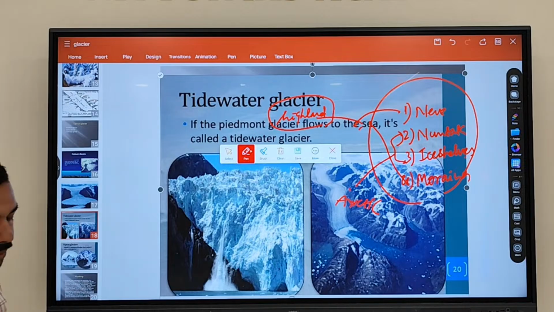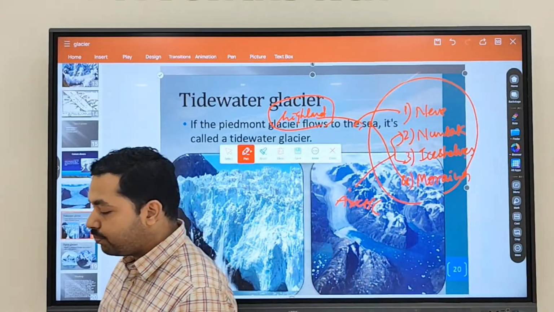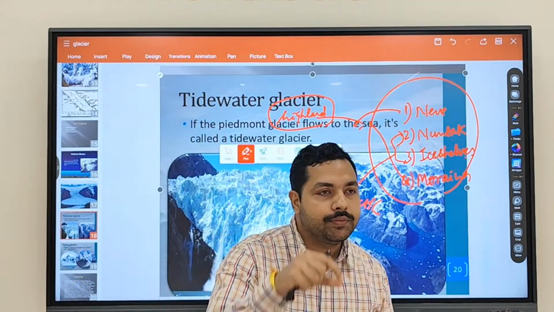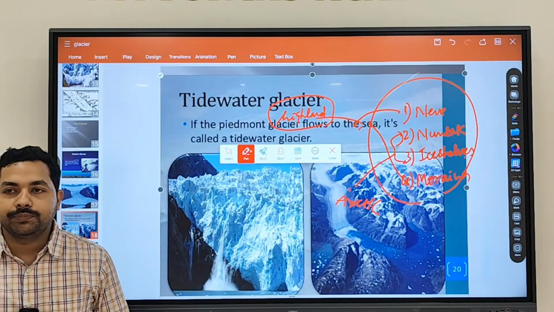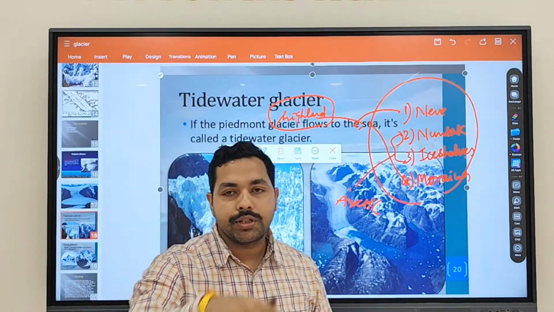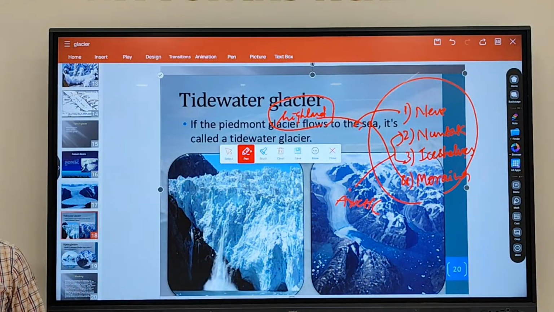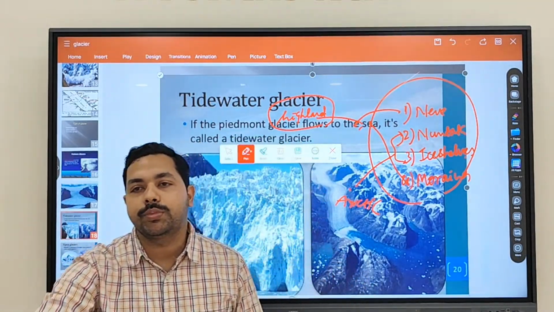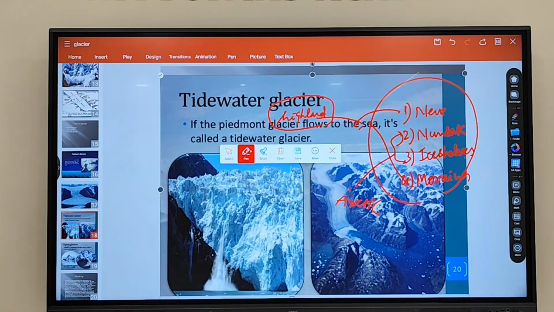So remember, the 3 types of glacier we also talked about: Piedmont glacier, alpine glacier, and tidewater glacier. What is alpine? First is alpine. When a glacier starts to move down to the valley region, it is called alpine. Then when this glacier which is moving down spreads in a bulb-like structure, it is called a Piedmont glacier. And the third is when this glacier moves into the oceanic or sea region, then it is called a tidewater glacier.